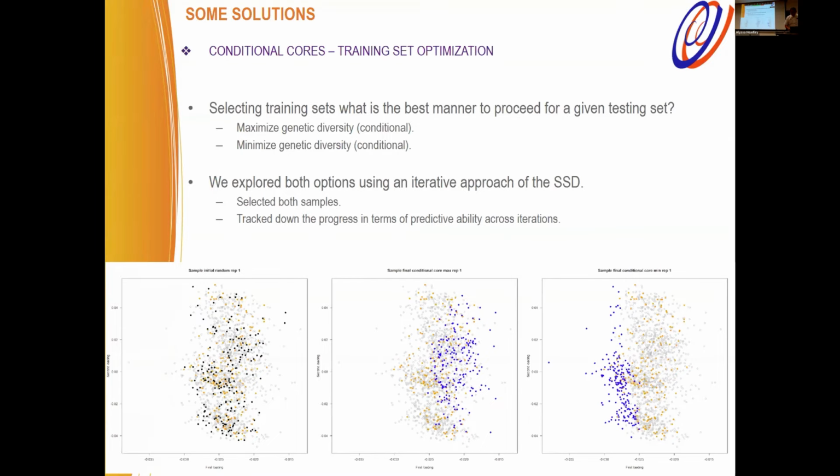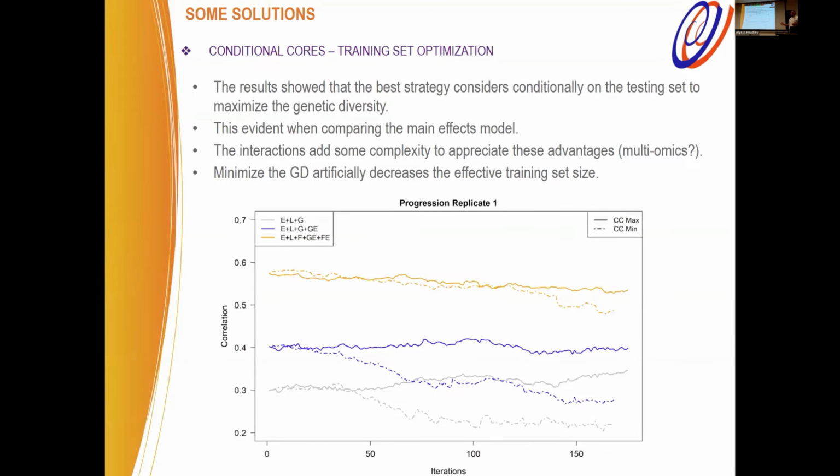And we found something different from what we expected. Obviously, in this case, we had to focus on the model with the main effects, in gray color, because other models have more omics, so they are more difficult to interpret and to explain. And it's clear that the more you increase the genetic diversity, the better the performance of the model.